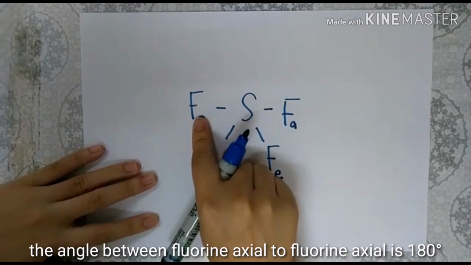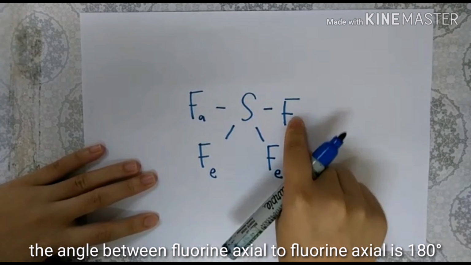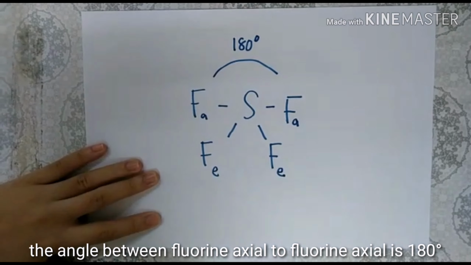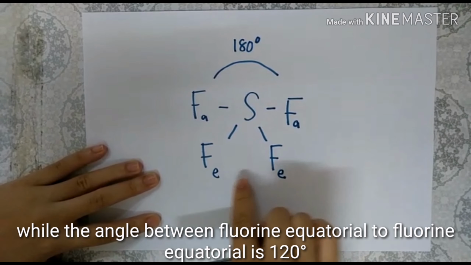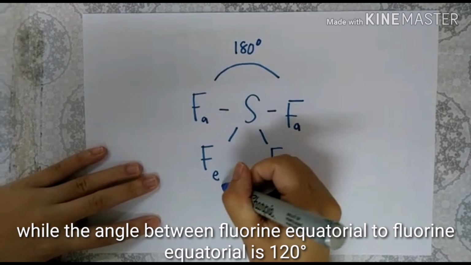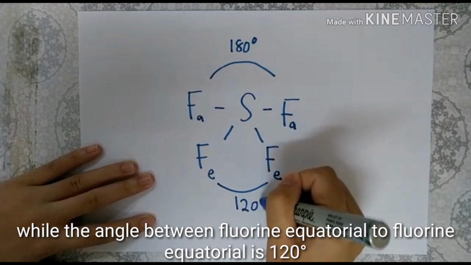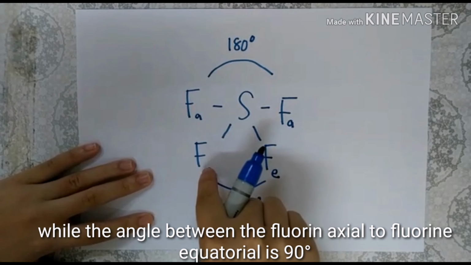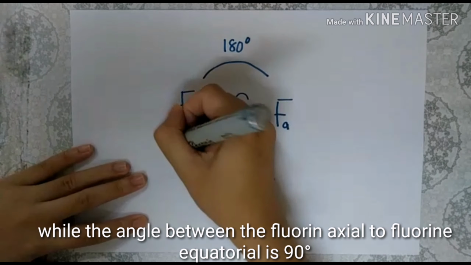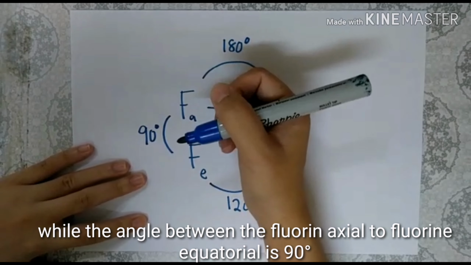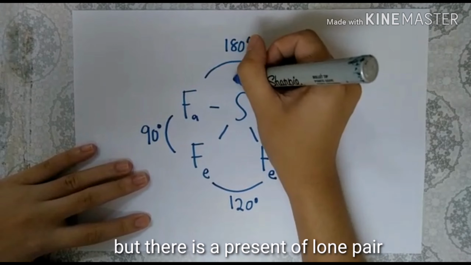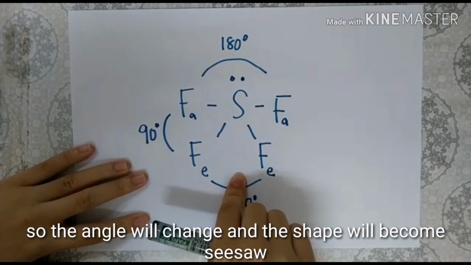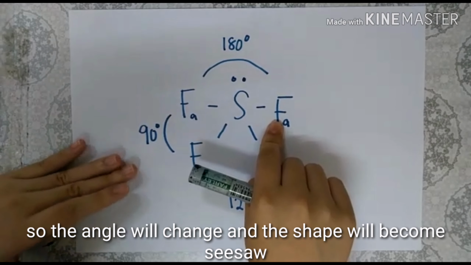The angle between fluorine axial to fluorine axial is 180 degrees, while the angle between fluorine equatorial to fluorine equatorial is 120 degrees, while the angle between fluorine axial to fluorine equatorial is 90 degrees. But there is a presence of a lone pair, so the angles will change and the shape will become seesaw.